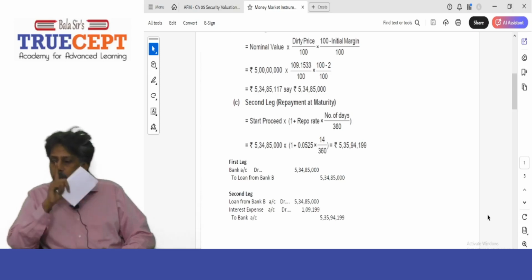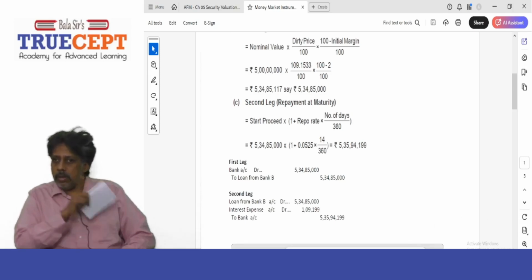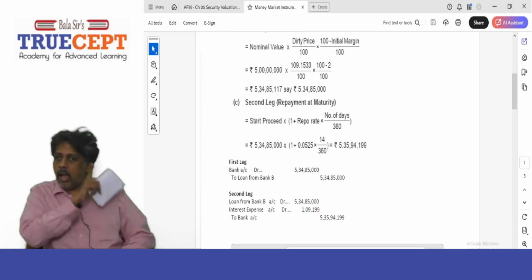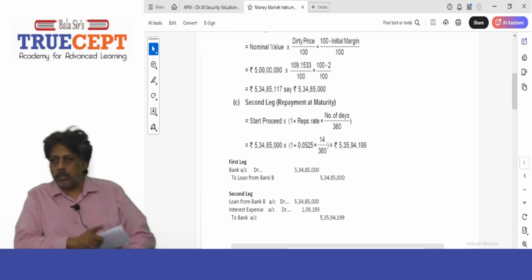So guys, pause the recording and jot down the example before and also this solution. Is that clear? Yes.